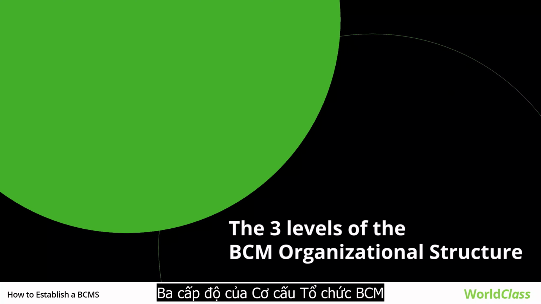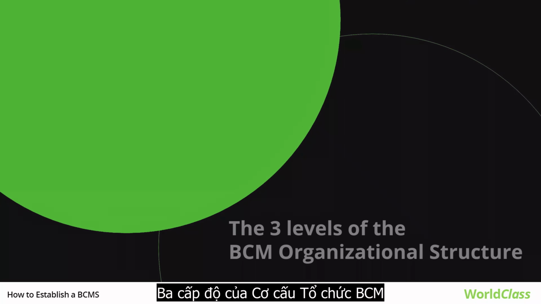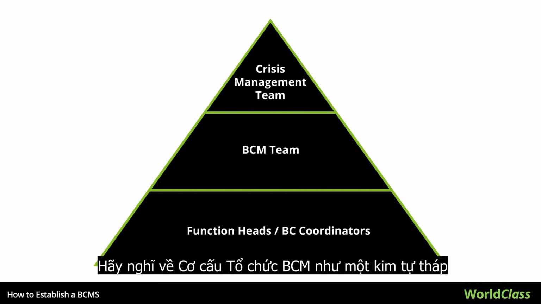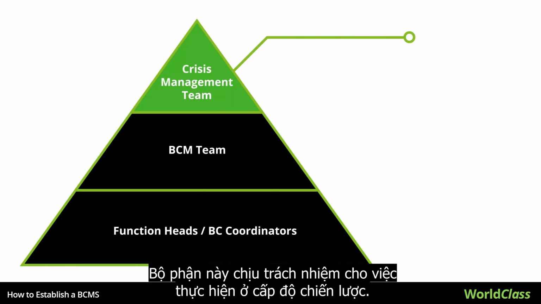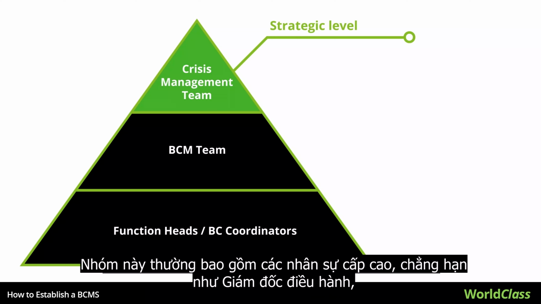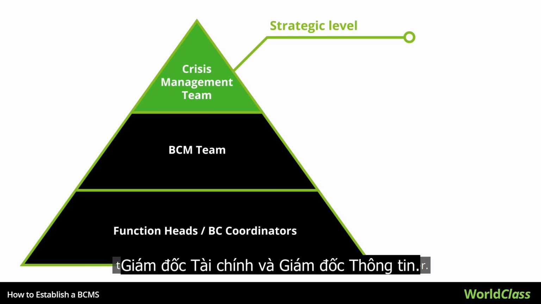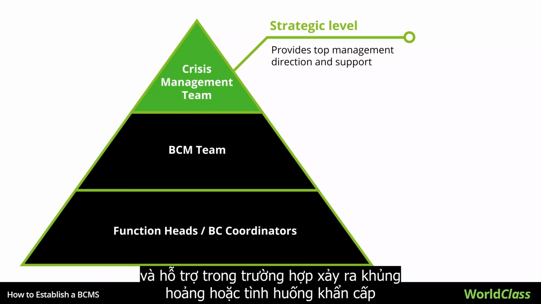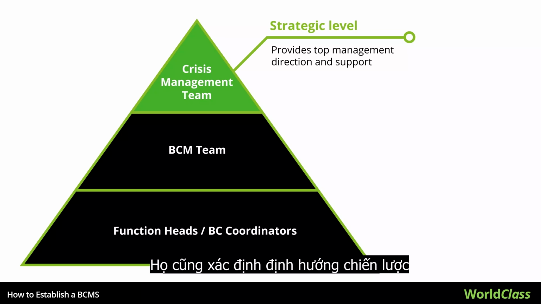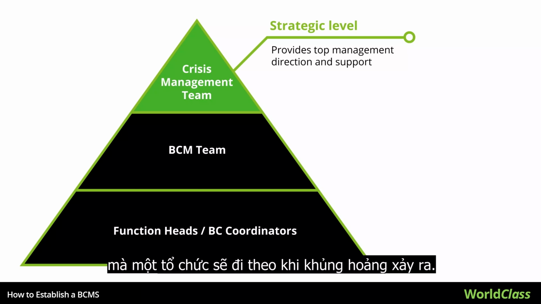The 3 levels of the BCM organizational structure. Think of the BCM org structure as a pyramid. At the top of the pyramid, the highest level, is the crisis management team. This group is responsible for the strategic level of the implementation. It is usually made up of the C-suite executives such as the CEO, the Chief Finance Officer, and the Chief Information Officer. This team provides top management direction and support in the event of a crisis or emergency, and it also determines the strategic direction an organization will take when a crisis hits.